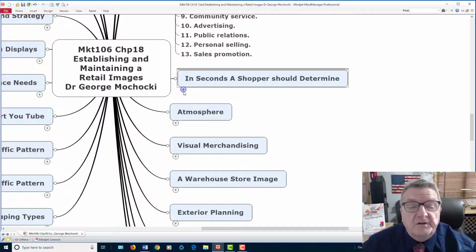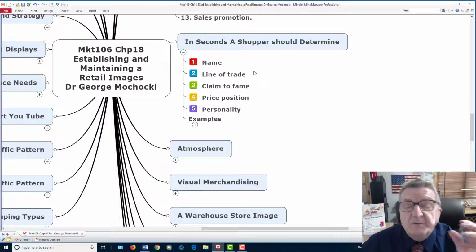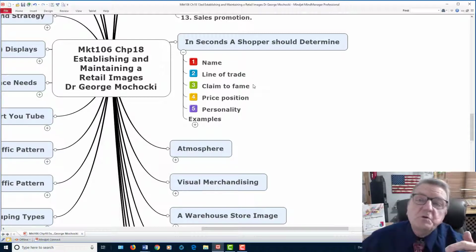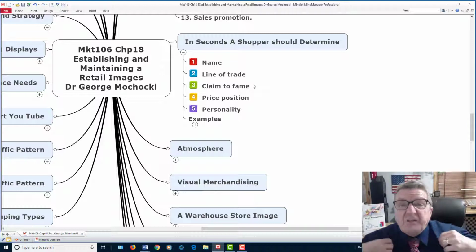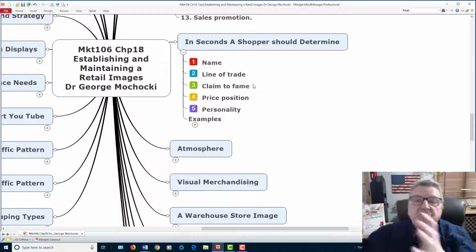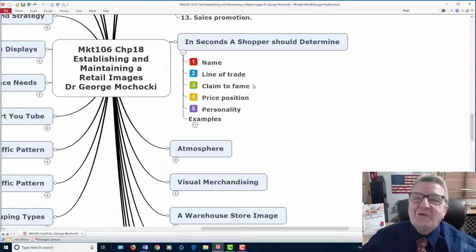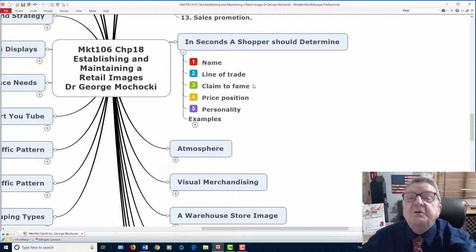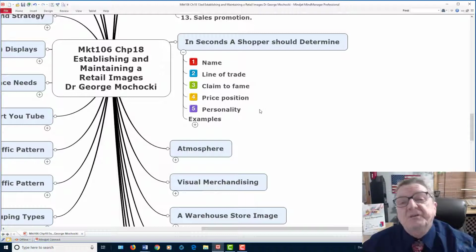Now, in the second, the shopper should be able to determine the name of your business, the line of trade, claim to fame, what's so important. That's why social media matters, if you're a small business. Hi, I'm George. I'm opening up George Apparel. These are one of a kind, made specially, coming back from the tailors out of Poland. What? Never heard of tailors about. That's right, because we're new and we're giving you high quality. Then there's the pricing, position and personality of the business.